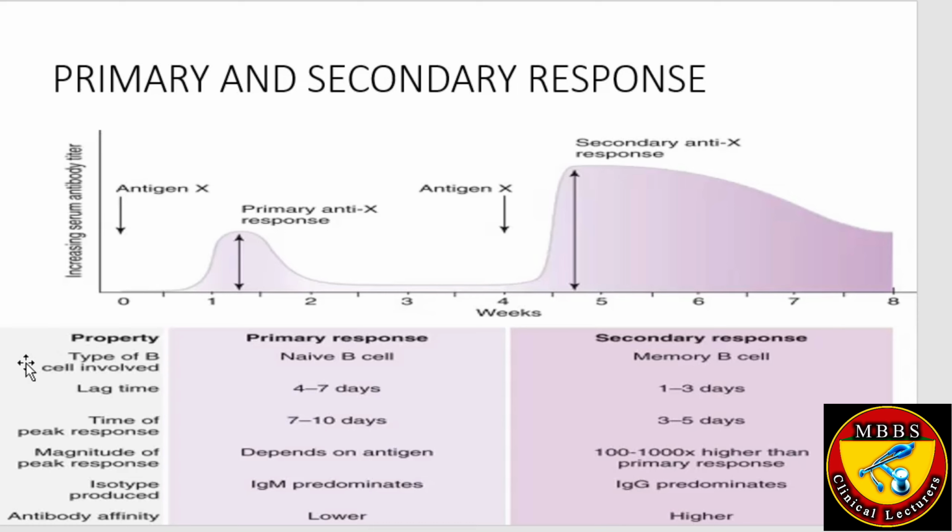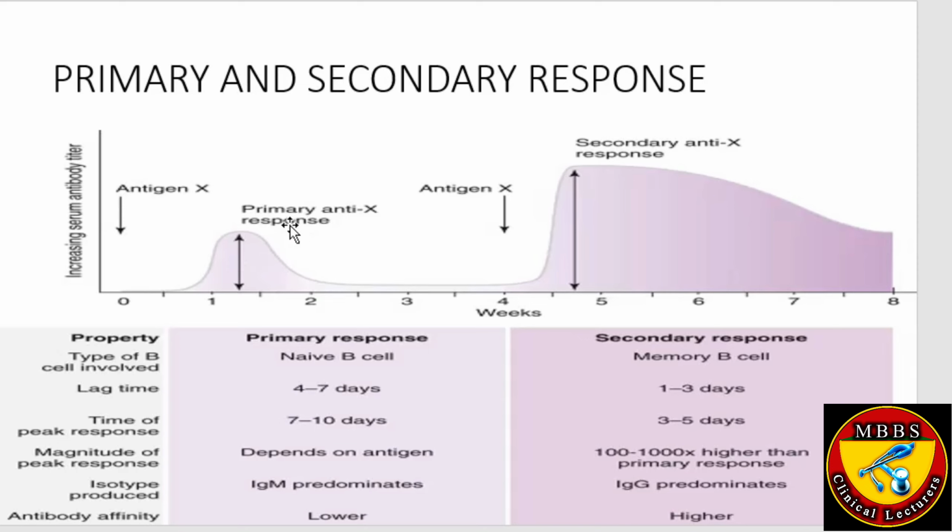Now come to the primary and secondary response. The antibody response to initial antigenic stimuli is called the primary response. The primary response differs both quantitatively and qualitatively. The primary response is slow, sluggish, and short-lived, with a long lag phase and low antibody titer, and IgM is predominant in the primary response.